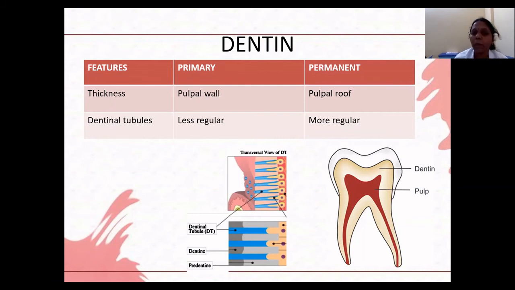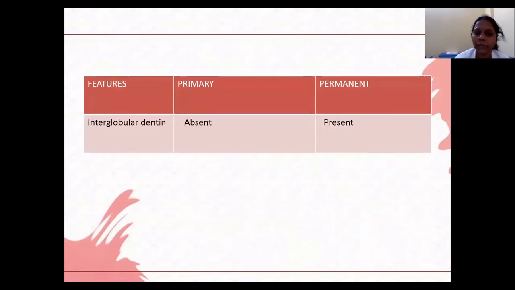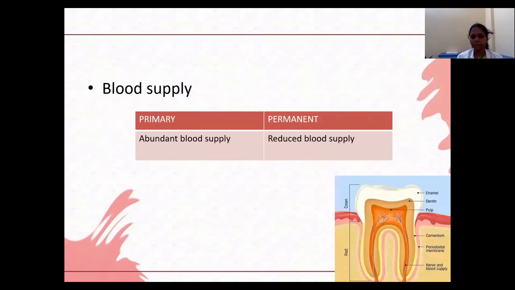And here also, the next difference is the dentinal tubules. In the picture you can appreciate that the dentinal tubules are less regular in arrangement for primary teeth when compared to that of the permanent teeth. It will be more regular in arrangement, arranged more properly for the permanent teeth. Next, the intertubular dentin formation is usually absent in primary teeth, but it will be present more in permanent teeth.